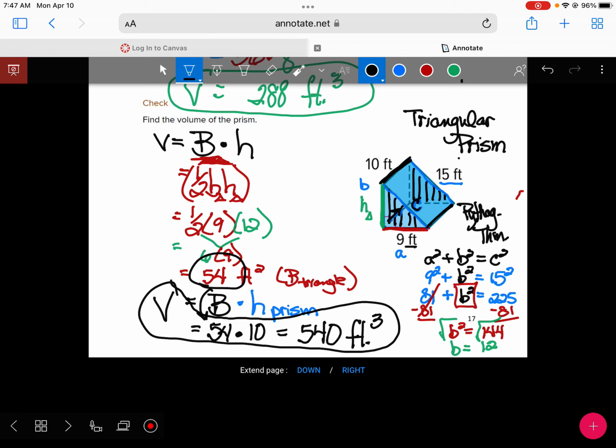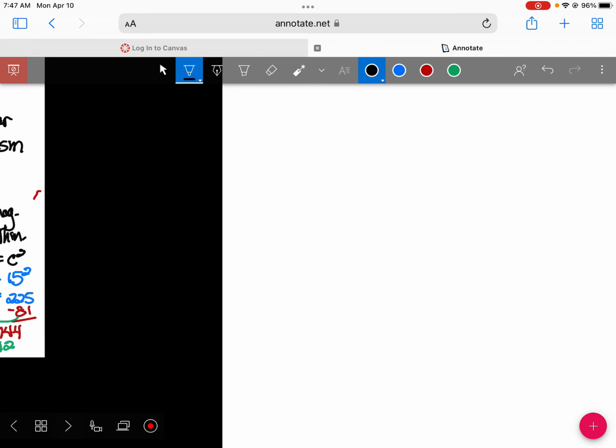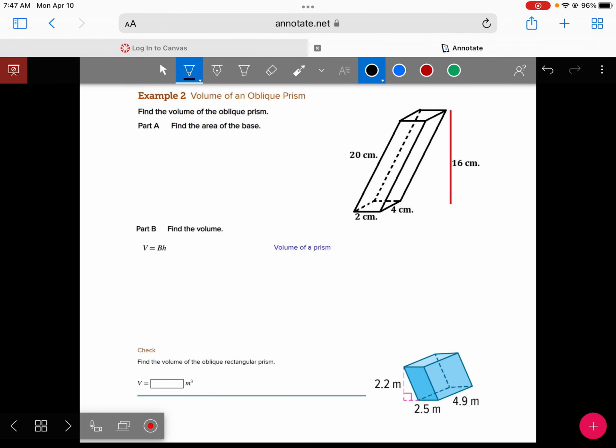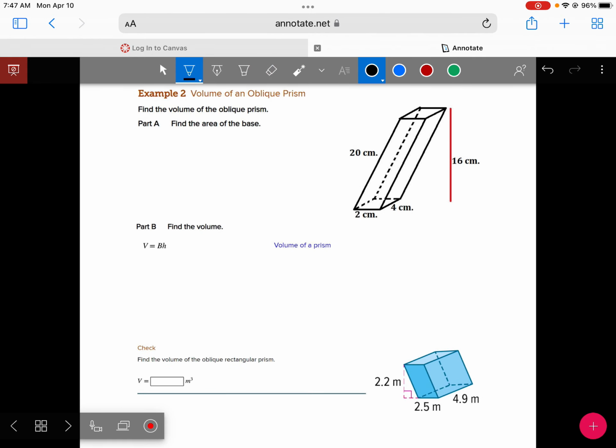Okay, let's go to the next one. If I can get to the next one. Okay, volume of an oblique prism. This is kind of like that slinky that I was talking about. So, volume of an oblique prism just means it's slanted. Find the area of the base. Well, take a look at your base. The base is the area of the bottom. What shape is that?